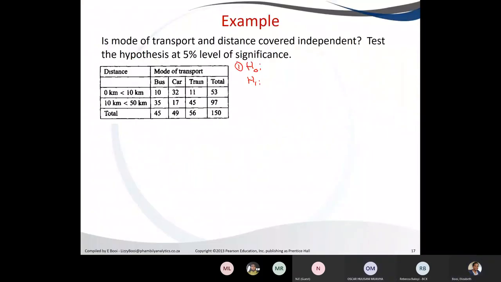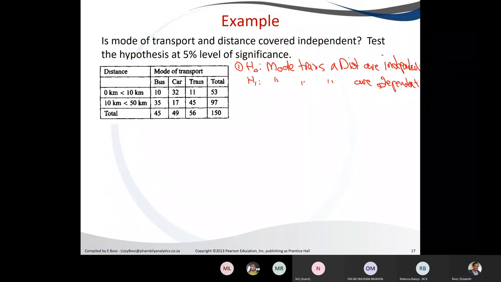Okay. So mode of transport and distance are independent. The alternative will say the opposite: mode of transport and distance are dependent. That is one. Number two, we need to state what we are given. So we are told that we need to use alpha at 0.05. We can also find the degrees of freedom from here.